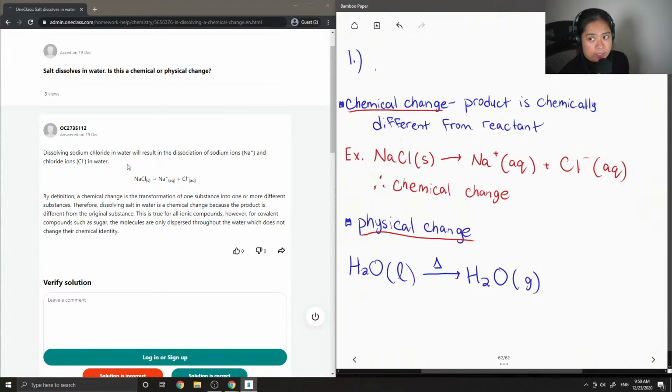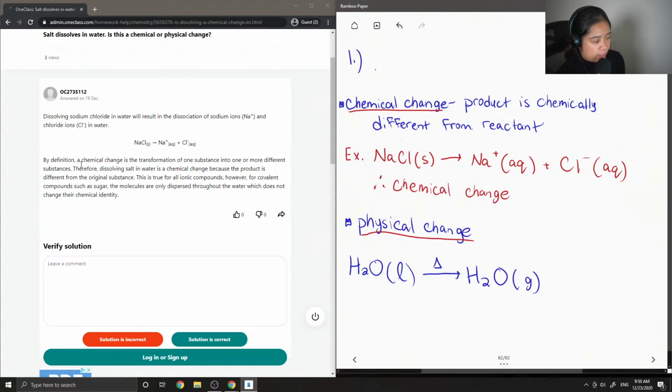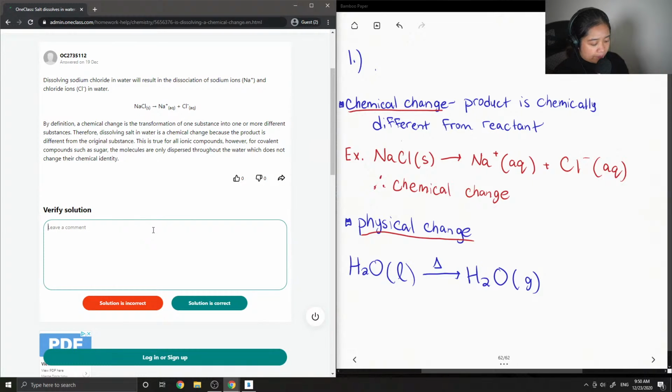Dissolving sodium chloride in water will result in the dissociation of sodium ions and chloride ions in water. By definition, a chemical change is the transformation of one substance into one or more different substances. Therefore, dissolving salt in water is a chemical change because the product is different from the original substance. This is true for all ionic compounds. However, for covalent compounds, such as sugar, the molecules are only dispersed throughout the water, which does not change their chemical identity. Okay, so this solution is correct.